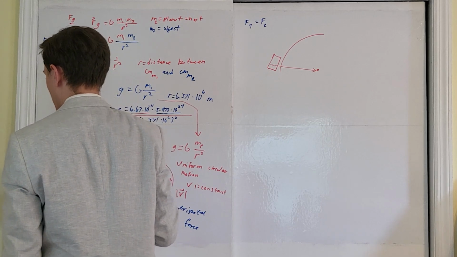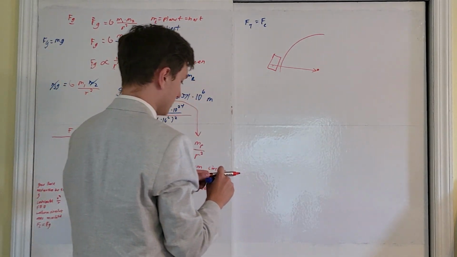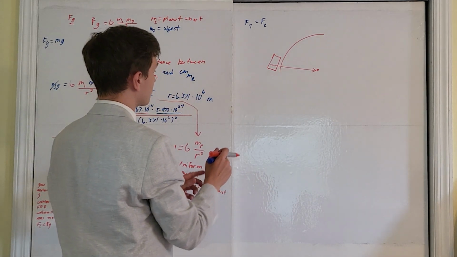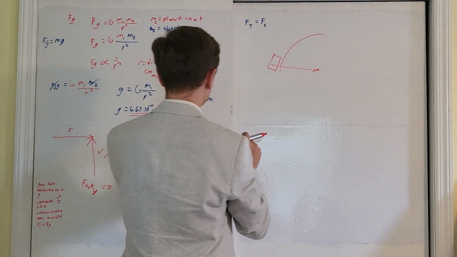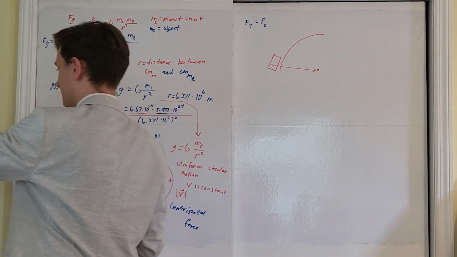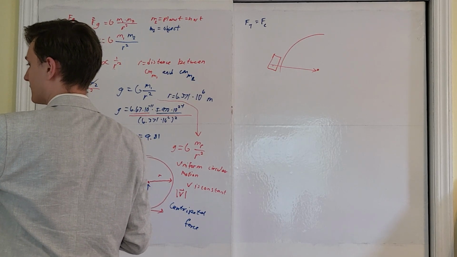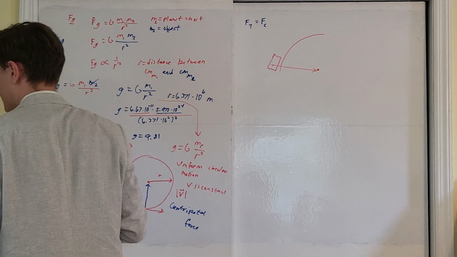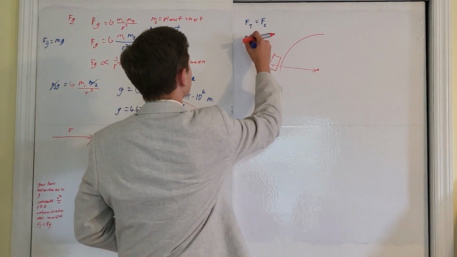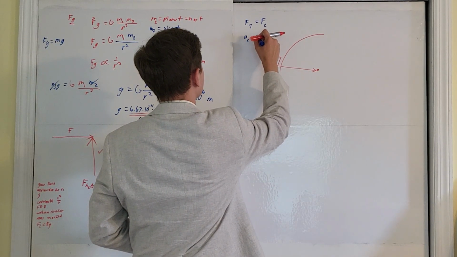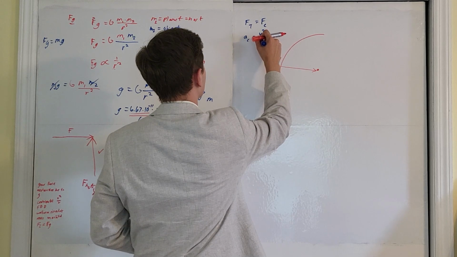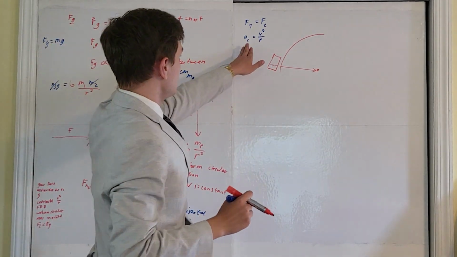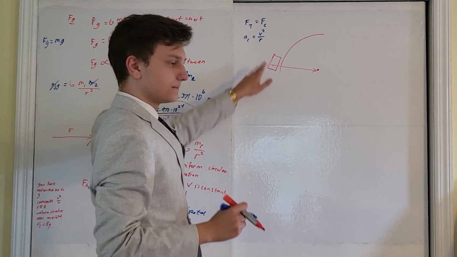Now, on your equation sheet, you have an equation that governs centripetal force, but more specifically, it governs centripetal acceleration. We're moving down the equation sheet slowly but surely. It's going to be the sixth equation. It states that a sub c equals v squared over r, a sub c being centripetal acceleration.